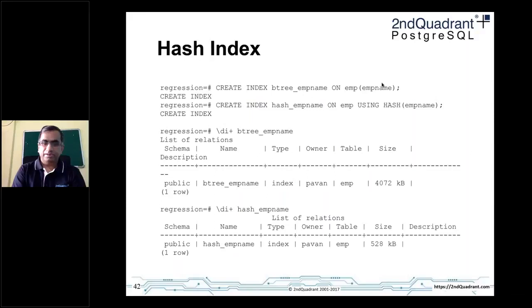Obviously, I have deliberately chosen, when I populated the table, the EMP name to be pretty large in size. But as I said, they are good for equality searches, but you can't do anything else with hash indexes. You can't do any range queries with them.